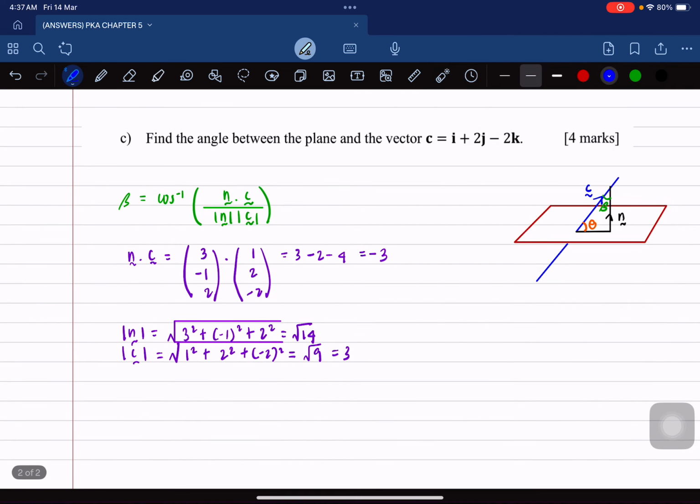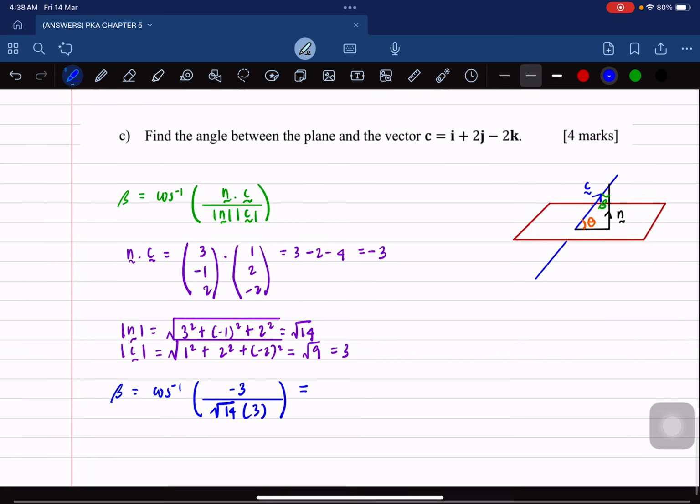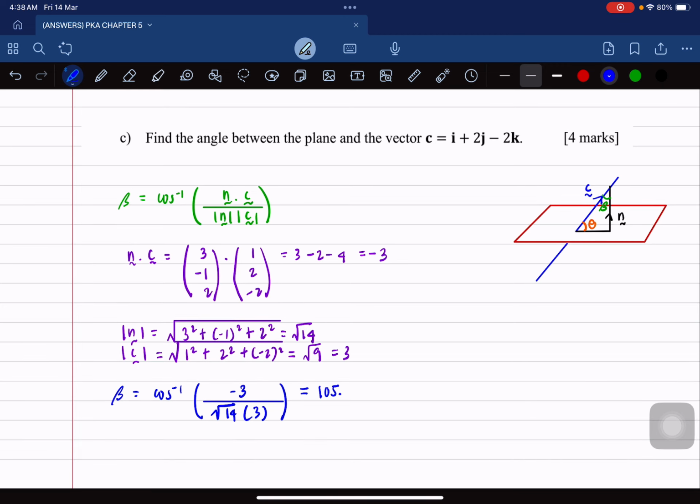Now let's find our beta. Beta is equal to shift cos of the dot product, negative 3, over the magnitude root 14 multiplied with 3. Make sure your calculator is in degree mode. So we can have 105.55 degrees. We're not done yet because we just get the beta.